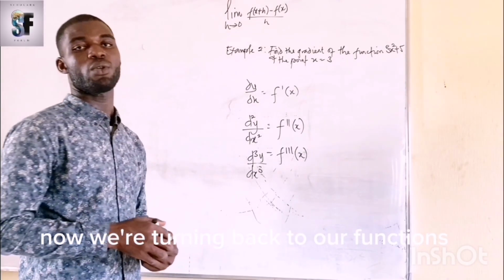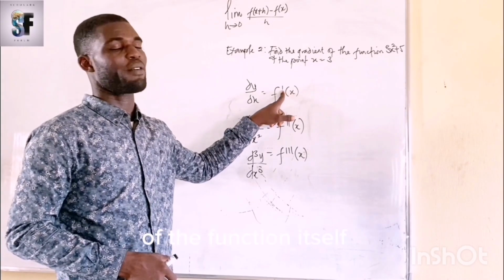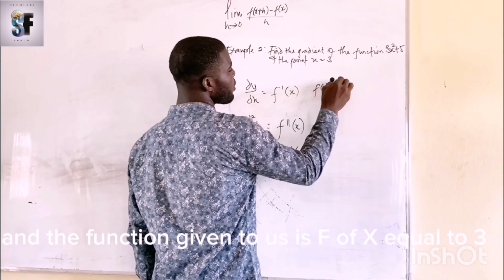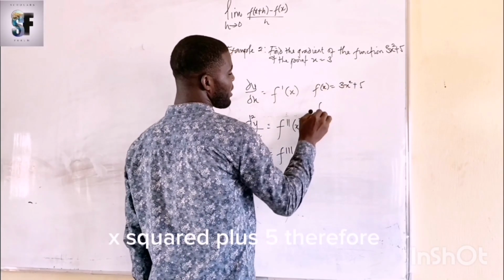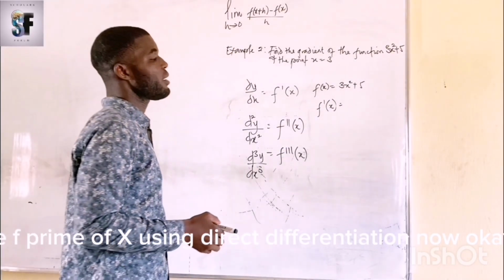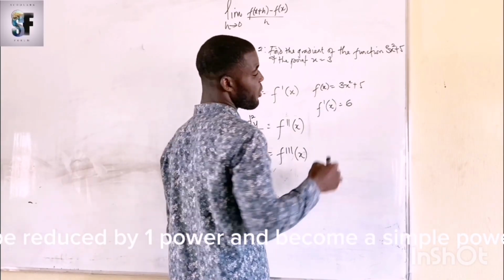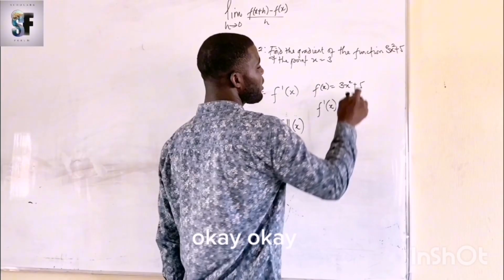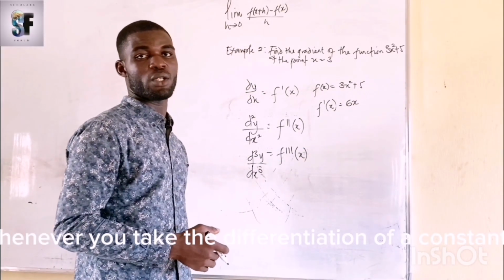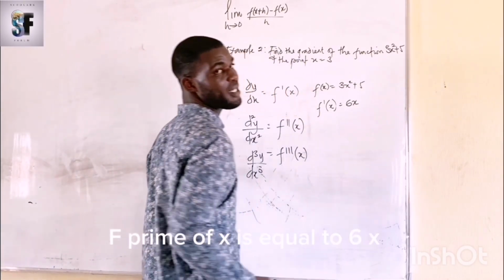Now, returning back to our function, we have to first find the first derivative of the function itself. And the function given to us is f of x equal to 3x squared plus 5. Therefore, the f prime of x, using direct differentiation, is 3 times 2, that's a 6, and 2 reduced by 1 power becomes simple power x. Now since 5 is a constant, we said earlier that whenever you take the differentiation of a constant, it becomes 0. So in this case, f prime of x is equal to 6x.